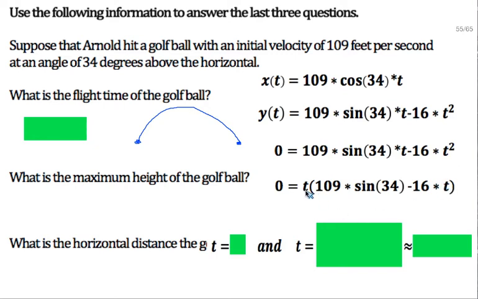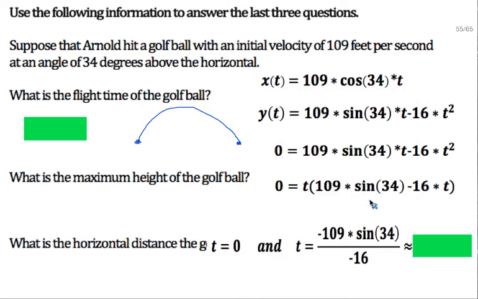Now I'm going to set both factors equal to 0. So I get that your t value will equal 0, and then t can also equal all of this mess here. Okay, sorry, I skipped a step on you. So this factor is going to be set equal to 0. Then you need to solve for t. So you subtract 109 times sine of 34, and then you divide by -16 there.